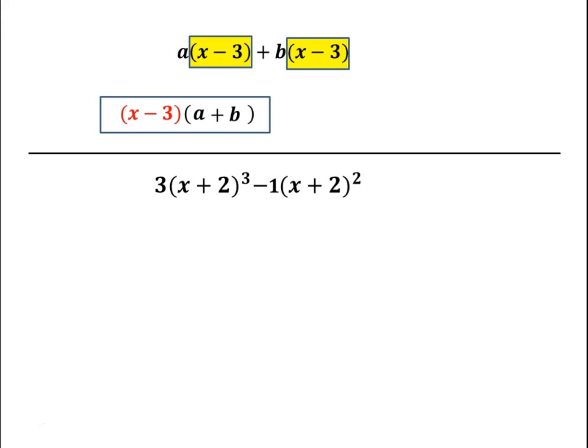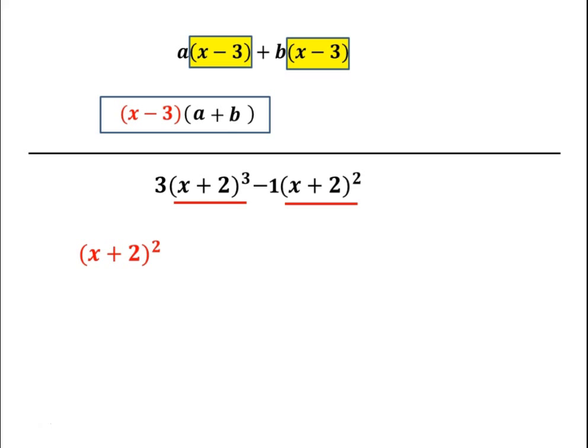So let's look at this. 3 and 1 really don't have anything common other than 1. But I do have the binomial x plus 2 that's common. I have an x plus 2 to the third, and I have an x plus 2 to the second. So my greatest common factor will be that binomial factor of x plus 2, but I picked the smallest power, so that's x plus 2 squared.